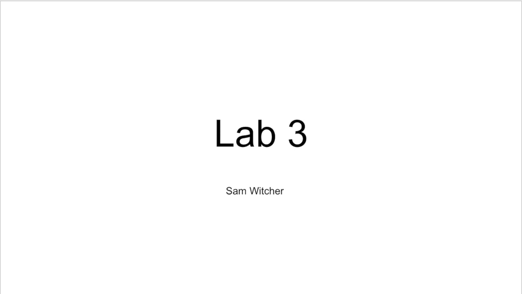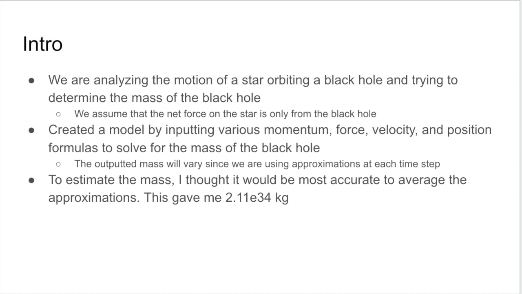Today we are going to estimate the mass of a black hole from position data of an orbiting star. In this lab, we make the assumption that the only force acting on the star is the gravitational pull on the star by the black hole. To find the mass, we will create a model that finds the velocity, then momentum of the star. We then find the change in momentum over time, which is equal to the net force.